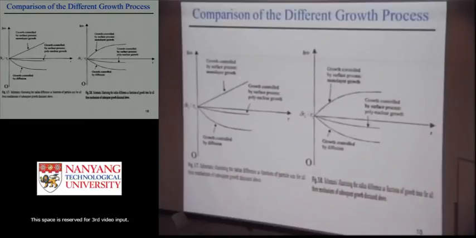Now the question is how you can make the system become diffusion controlled. We know that diffusion control gives you a uniform nanoparticle. How can you make the growth become diffusion controlled?